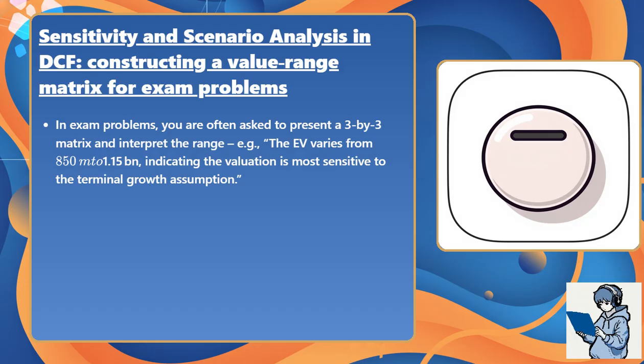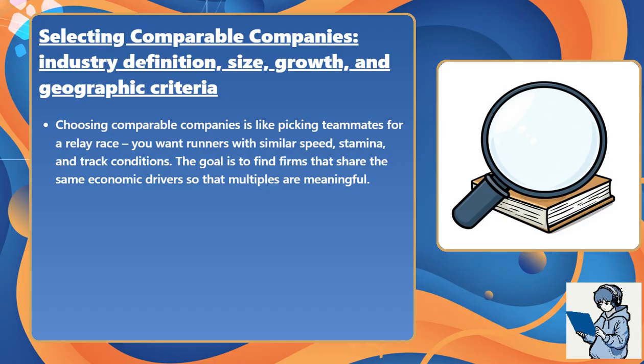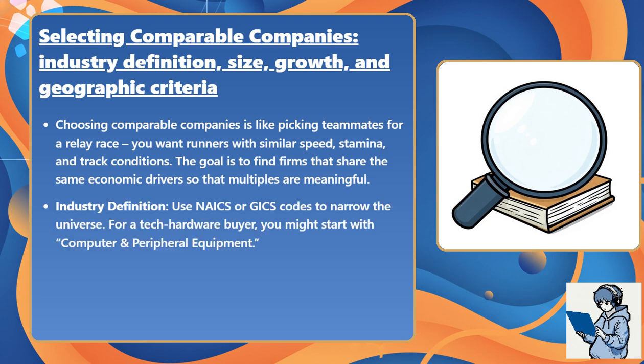terminal growth assumption. Choosing comparable companies is like picking teammates for a relay race. You want runners with similar speed, stamina, and track conditions. The goal is to find firms that share the same economic drivers so that multiples are meaningful. Industry definition. Use NAICS or GICS codes to narrow the universe. For a tech hardware buyer, you might start with computer and peripheral equipment.